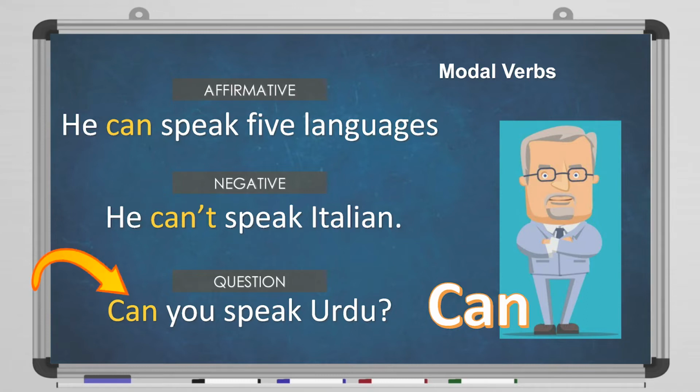In the last sentence, it's the question form. Can you speak Urdu? So this person is asking me about the ability of speaking Urdu. You see those 3 sentences? They have one thing in common. Every verb is in the infinitive. Can, speak. Can't, speak. Can you, speak. The verbs coming after modal verbs are always in the infinitive.